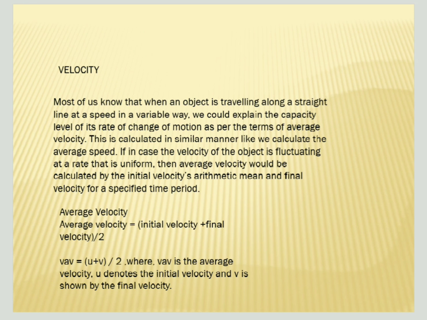Average velocity's formula is also given. When an object is traveling in a straight line at a variable speed, we can explain the rate of change of motion in terms of average velocity. This is calculated in a similar manner to average speed. If the velocity of the object is changing at a uniform rate, then average velocity is calculated as the arithmetic mean of the initial velocity and final velocity for a specified time period.